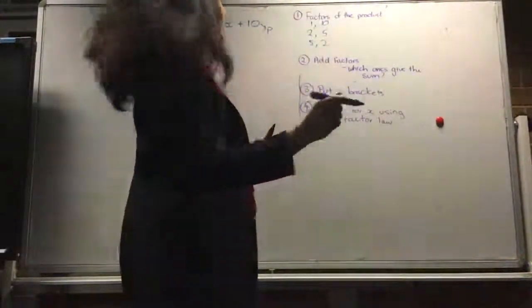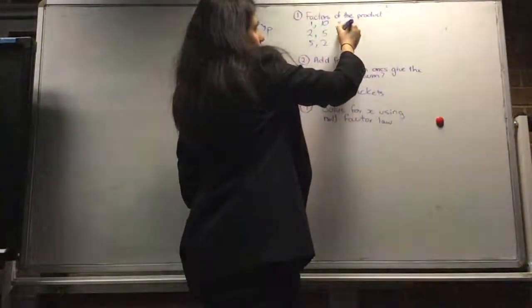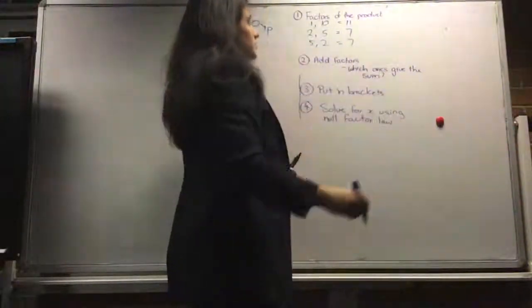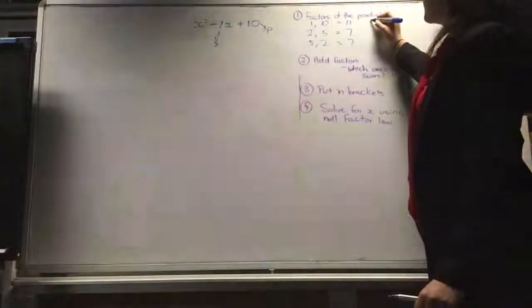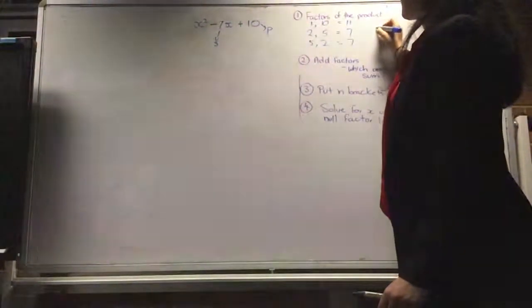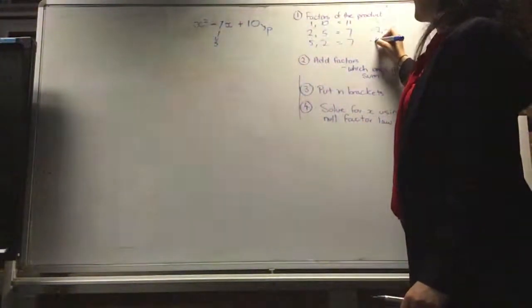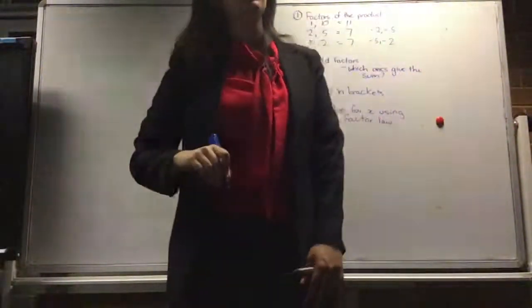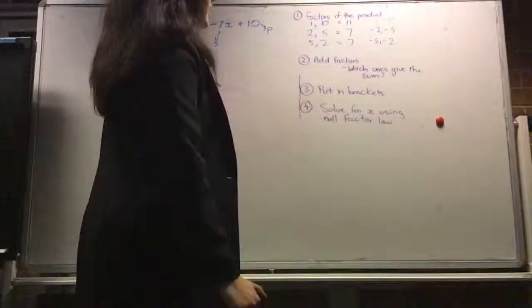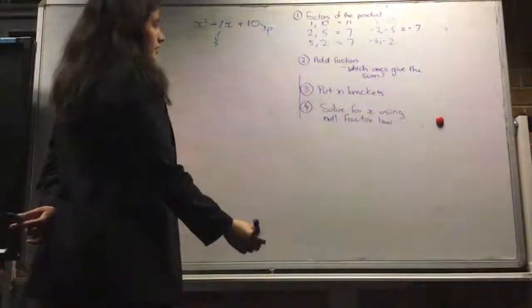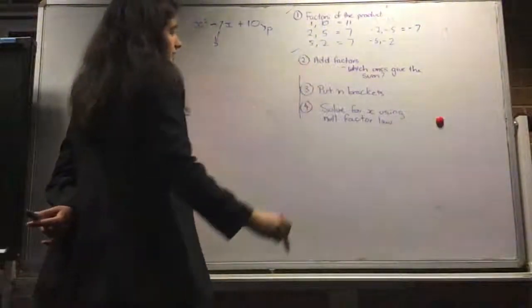Let's add them together. We go 1 plus 10 is 11, 2 plus 5 is 7, 5 plus 2 is 7. Oh dear, we don't have negative 7. But we remember about negatives. So, negative 1, negative 10, negative 2, negative 5, negative 5, negative 2. You're still going to get a positive product as long as both of them are negatives. So now we can look at that and go, alright, negative 2 take 5, that's actually equal to negative 7. So they're my 2.